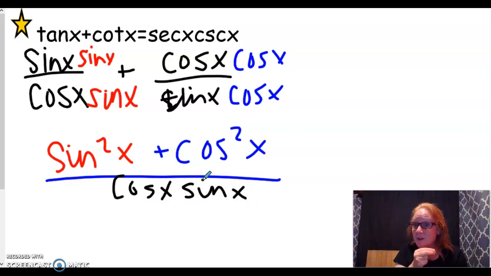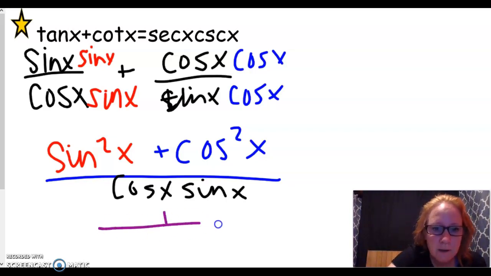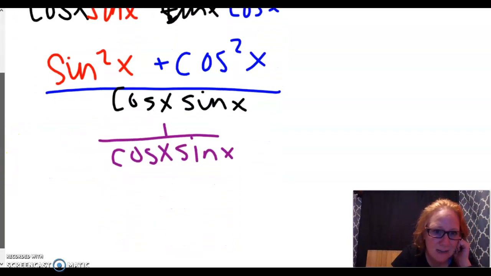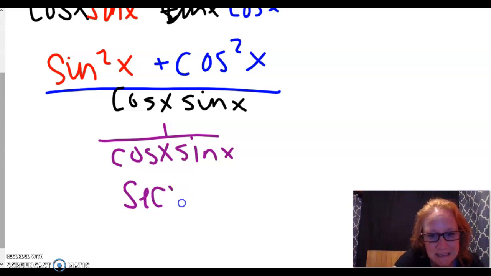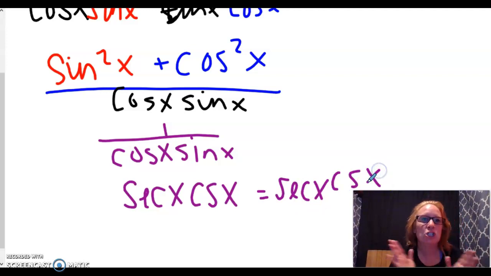Sine squared x plus cosine squared x is 1. That's why you keep that sheet forever, y'all. Forever. So I get 1 over cosine x sine x. Well, this says secant, cosecant. Oh yeah, so I'm even in the right order, because 1 over cosine is secant x and 1 over sine is cosecant x. And that's what I wanted. So good.